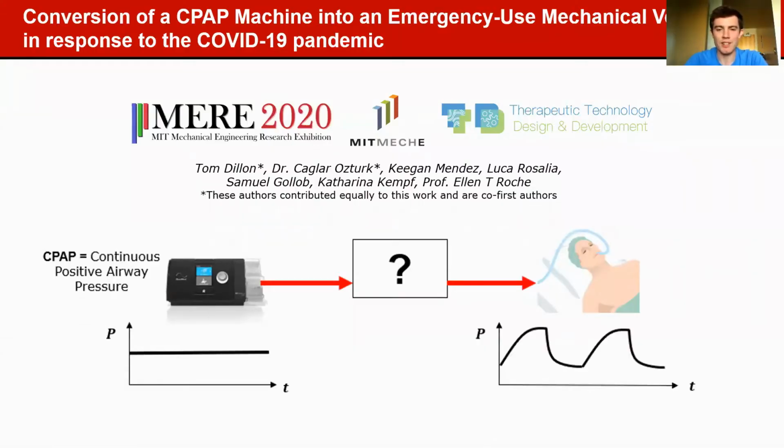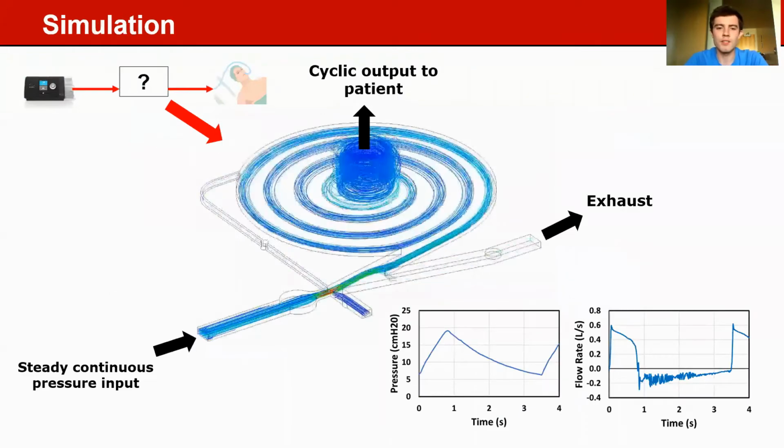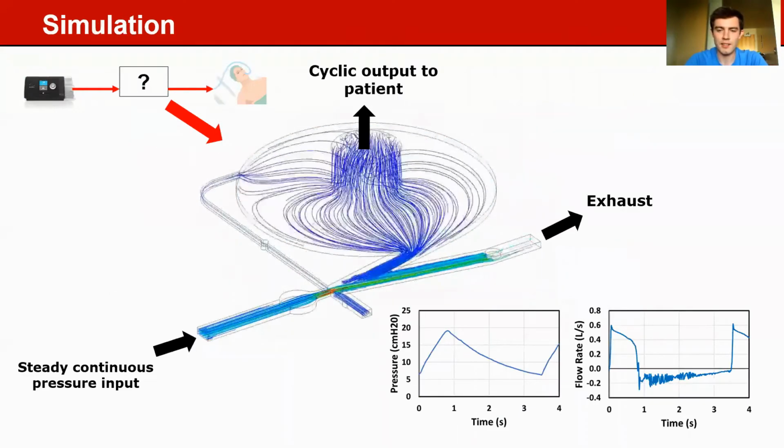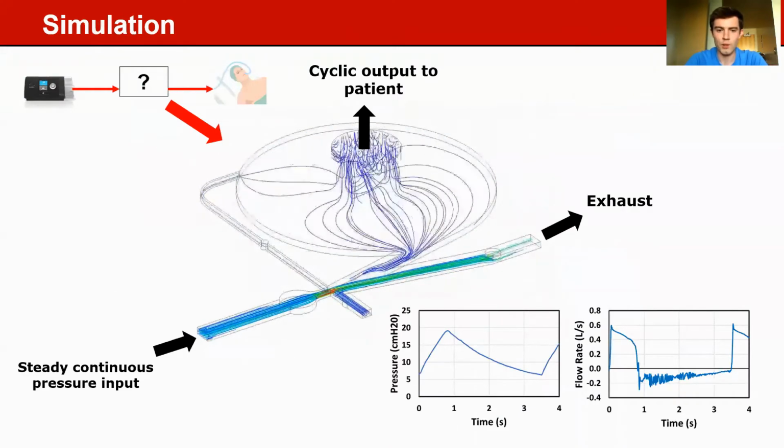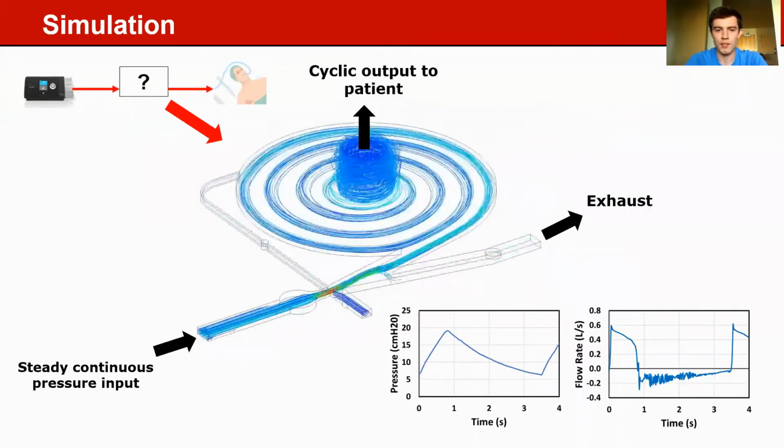I'm a second-year grad student in mechanical engineering, and today I'm excited to present our work on developing an emergency ventilator to address potential shortages amidst the COVID-19 pandemic. Here we design a low-cost device for modifying widely available continuous positive airway pressure machines, which are typically used to treat sleep apnea. Our design uses a fluidic oscillator that takes the steady stream of these machines as an input and outputs a cyclic pressure.